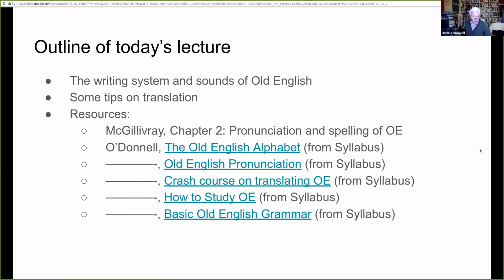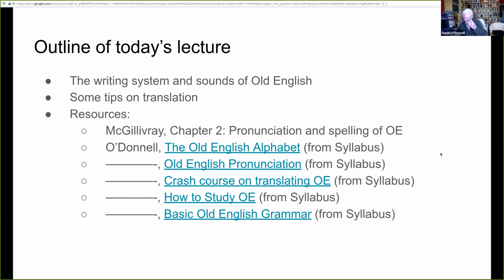So I'm going to share my screen again. There we go. So these are the resources that we have for the two things we have to do, the writing systems and the sounds of Old English. There's the chapter, and then if you're at the website under texts, you'll see that there's a whole bunch of resources that I have there that cover different things.